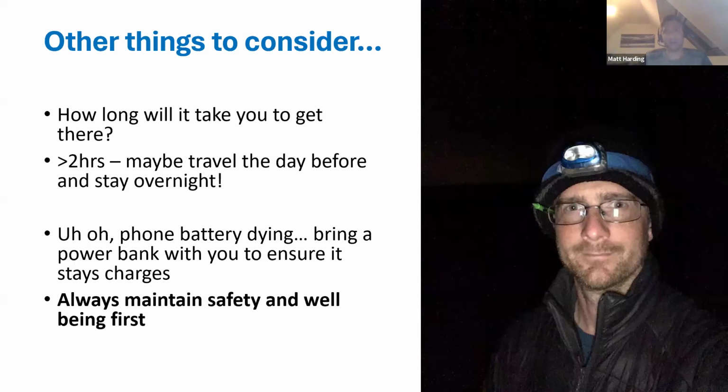Don't be afraid to say no. We don't have time to do that. We can't go over that next rise to look for the next plant. Maintain the safety and well-being of you and the group.